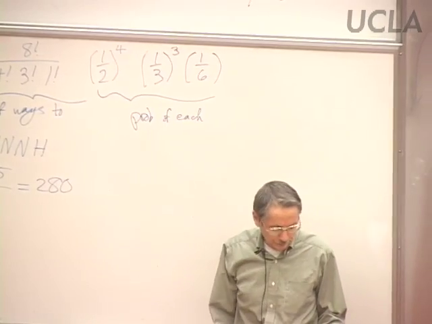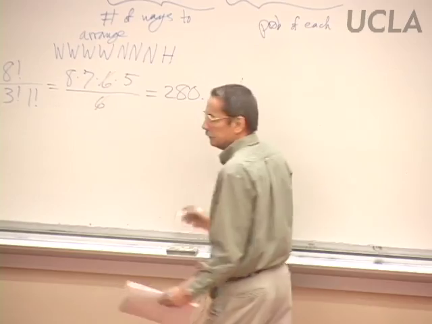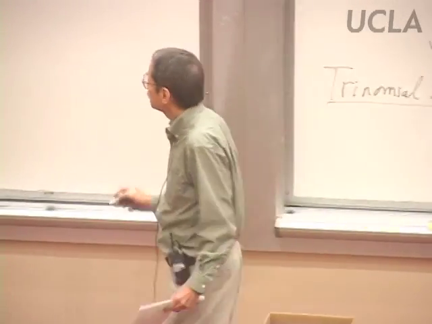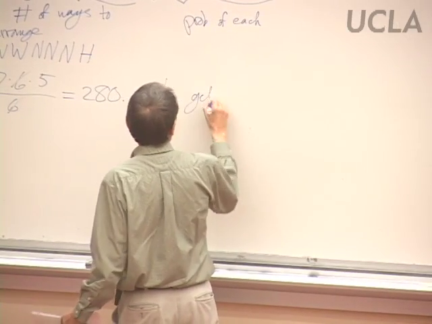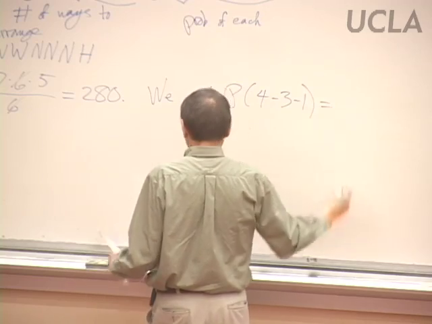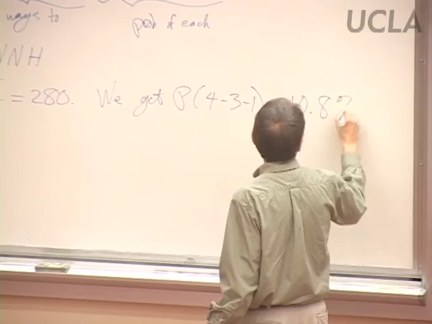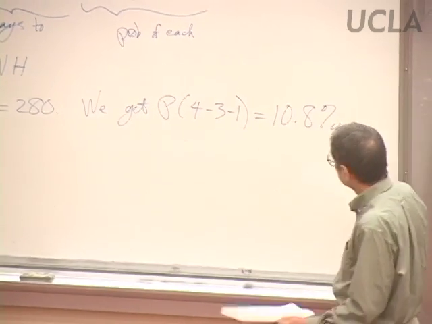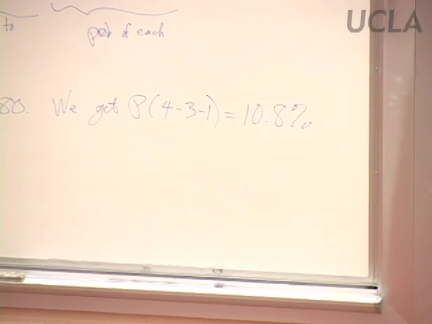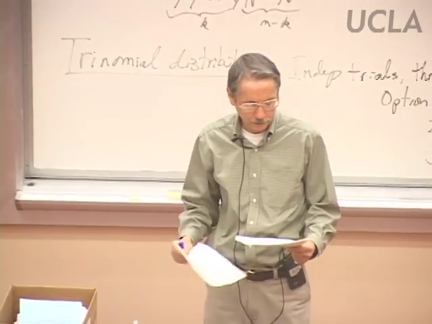multiply by this probability, and for that we pretty much need a calculator, so I did this ahead of time, and we get the probability of a 431 result. Well, to 3 figures, it's 10.8%. Like binomial, only it's trinomial.